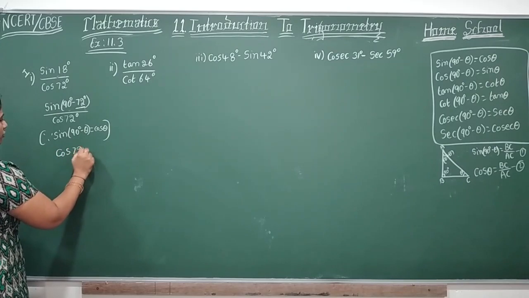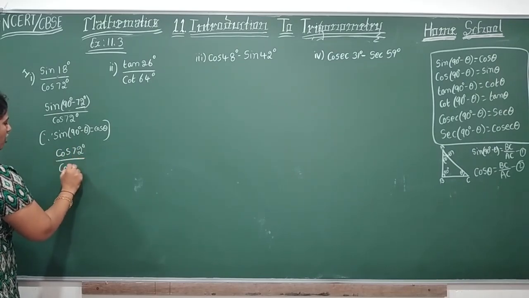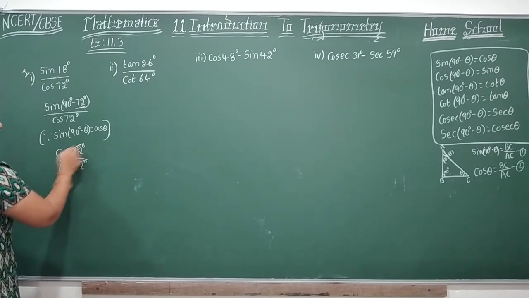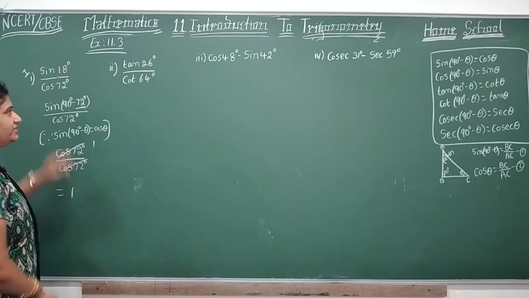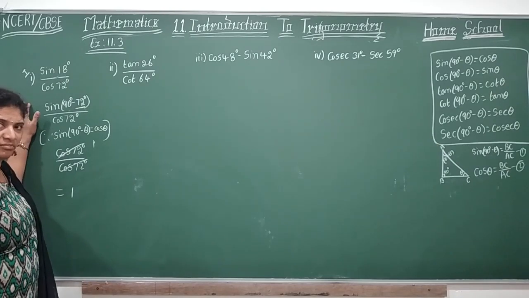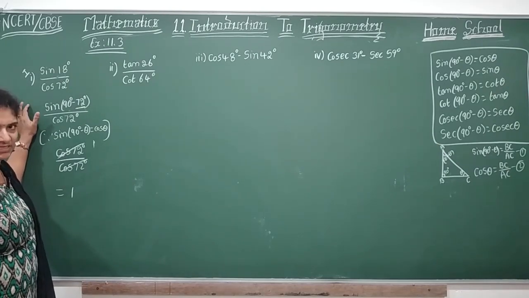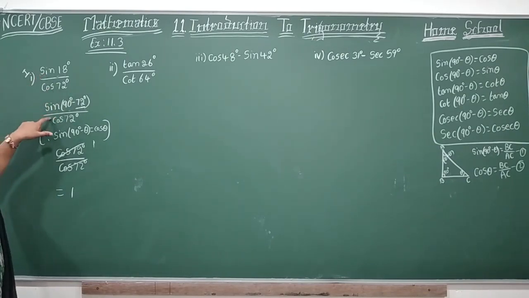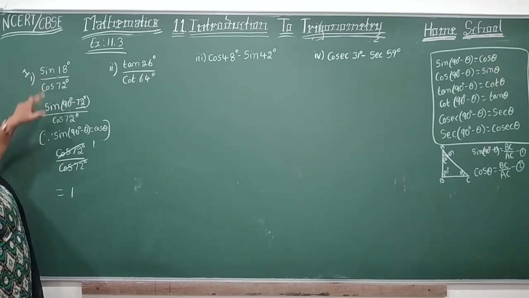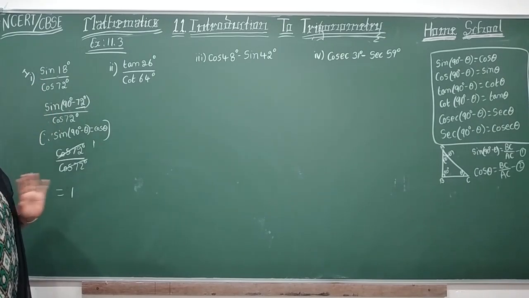Cos 72 degree by cos 72 degree. What is this, children? Cancel. Your answer is 1. So once again, children, here first problem. One problem, if you understand, the full exercise is very easy. Here, there you make a mistake. Some children will change the sign here itself. You will write cos of 90 minus theta, but don't change.